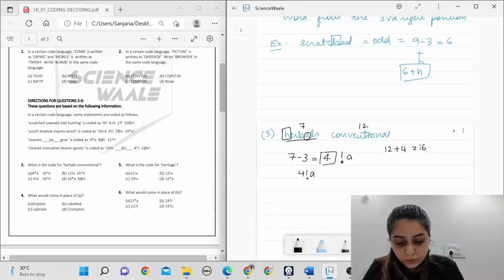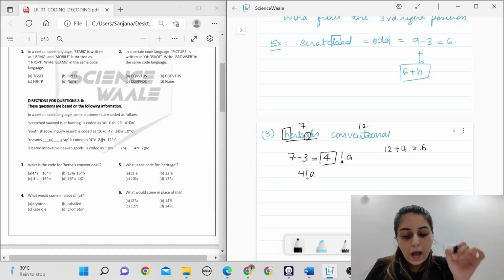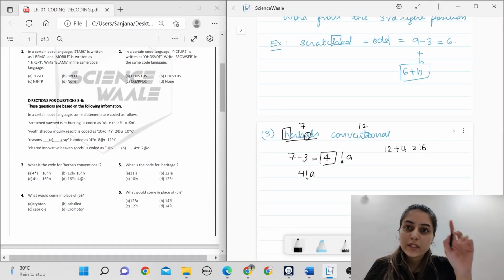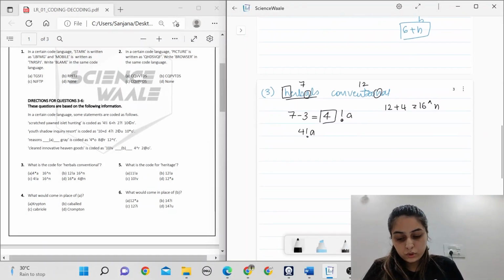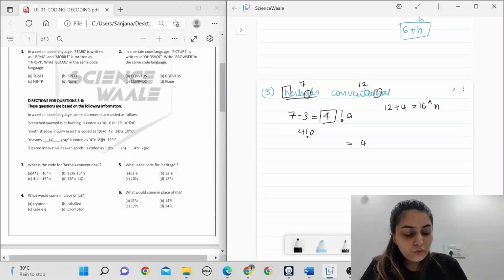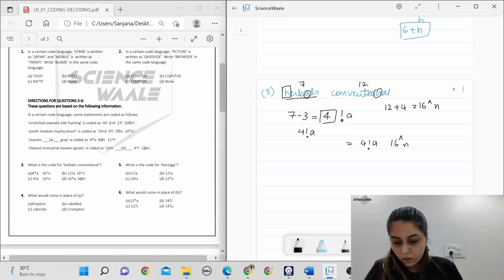So here there's only one code which starts with 4. It's 4 power R. Power symbol and R. So for C, the symbol is power. The power symbol. And coming to the letter, it is the third from the right. So it's N. So the answer is 4 exclamation mark A, 16 power N. That is option C.